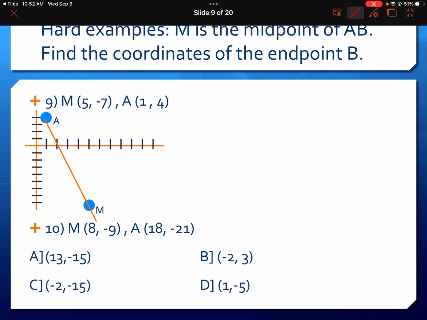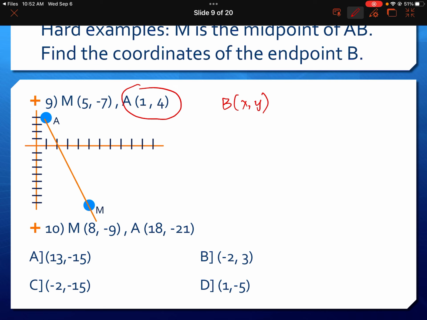So this is a hard example. M is the midpoint of segment AB. So we have point A, we just don't know where B is. Now, B is going to live somewhere way down here. We don't know where, though. Okay, we need to find it. How could we do it? Well, you want to average A with whatever B is, and you end up with the values for M.